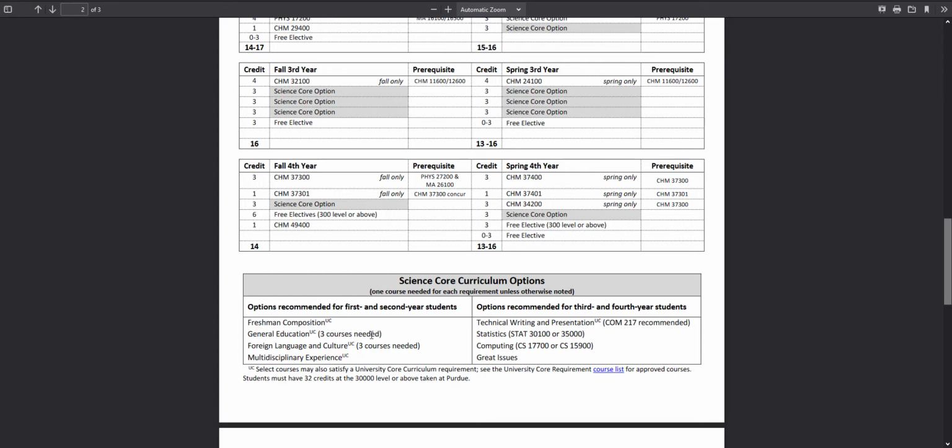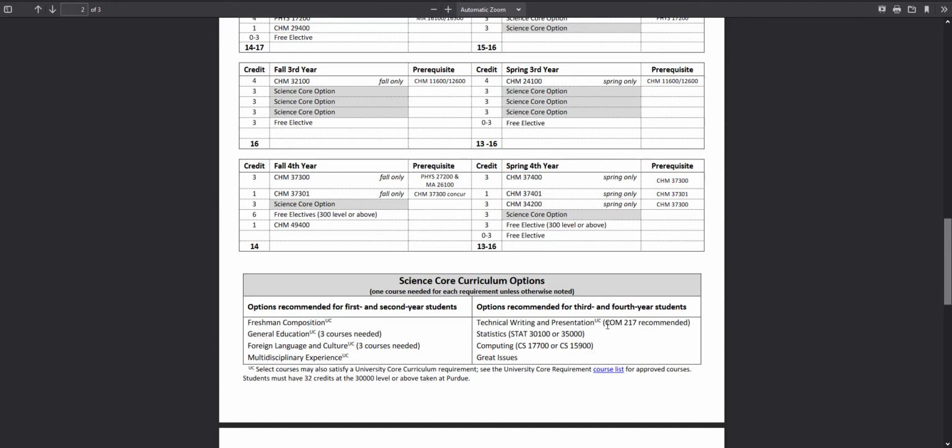Of course, 3 courses of Gen Ed. Foreign language, I'm going to talk about that here in a little bit. That's a really good time to actually get that done. And multidisciplinary experience. That's basically your science, tech, and society class, or a minor if you want to do that too. So these are the ones you want to focus on. All of these, do not worry about right now.